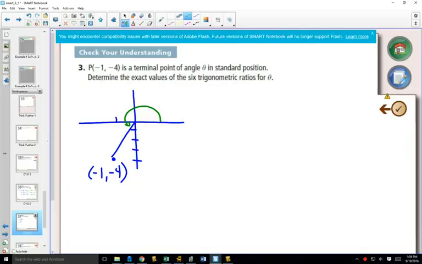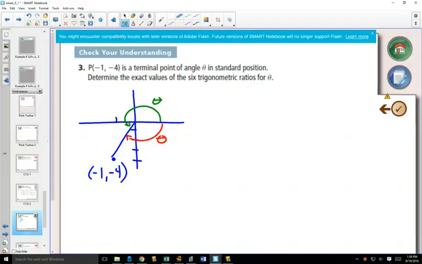Yes? It just says in standard position. How do you know which direction it is? It's a good question. It actually doesn't matter. I will generally use the positive direction as a default, but you're right, it could have also been this one.